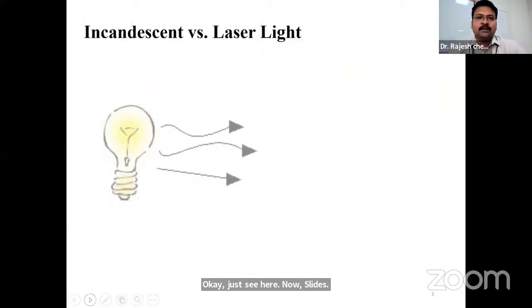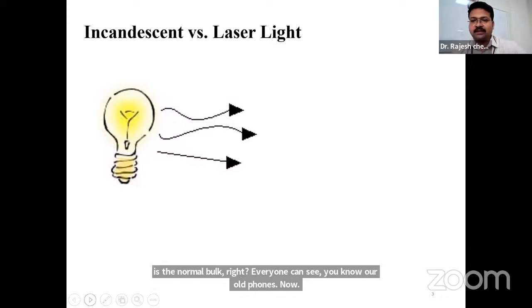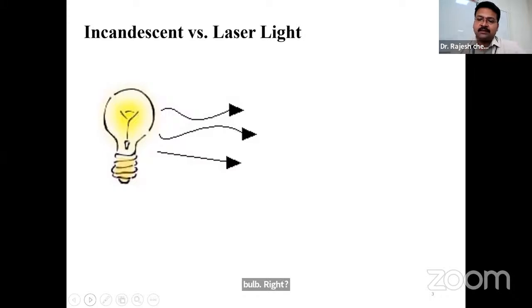So what is the difference between the incandescent light and the laser? Can anybody tell me how the light rays come from the bulb? What are the properties of incandescent light? This is the normal bulb, right? Everyone can see it in our old homes. Now we can see LEDs. Normally we see a bulb like this, right? So what are the major properties of this light?